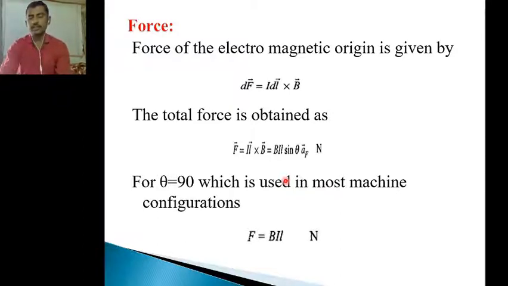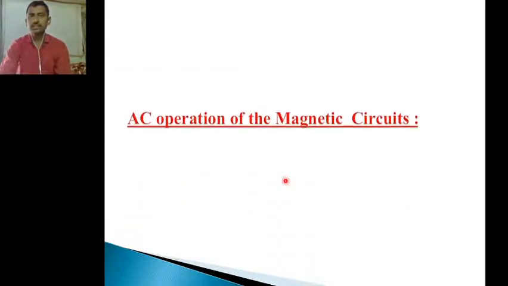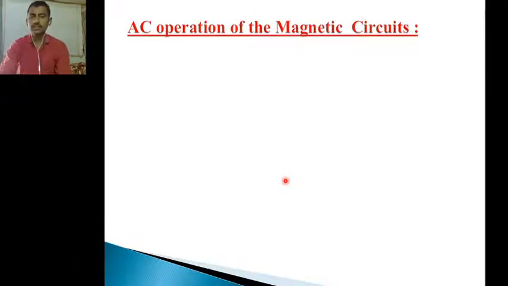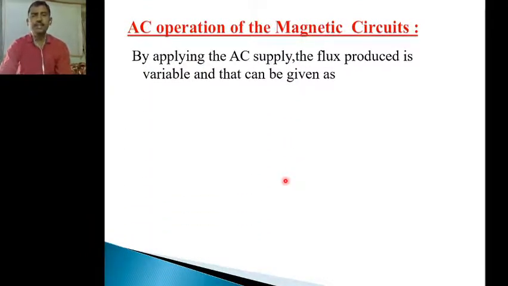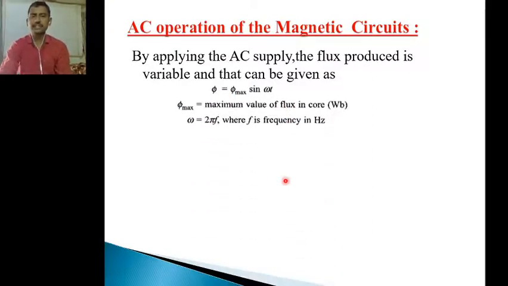However, the EMF can be represented in the case of AC operation also. If we give an AC flux, that means time varying flux, what is the EMF equation formula? So, AC operation of the magnetic circuits. By applying the AC supply, the flux produced is also variable, and that flux can be given as phi is equal to phi maximum into sin omega t.